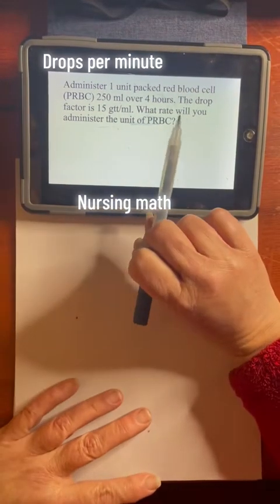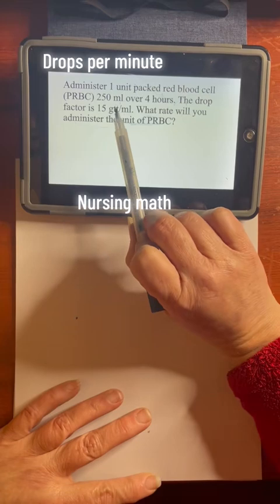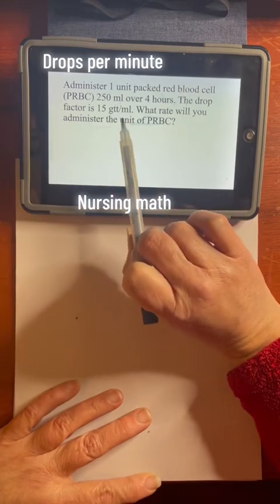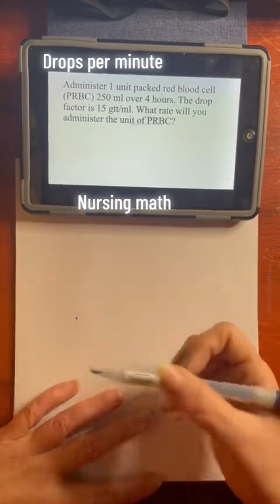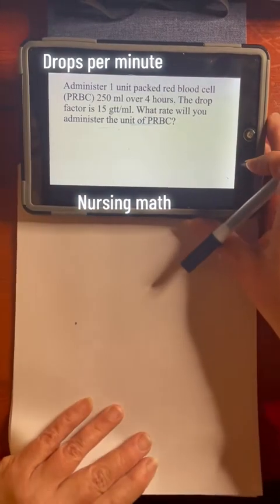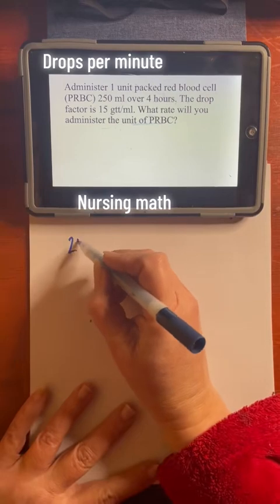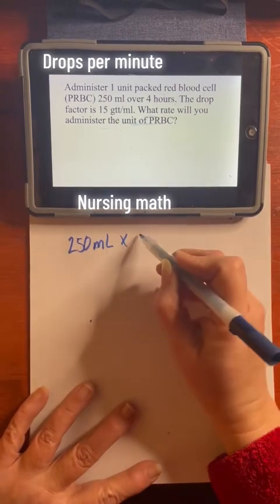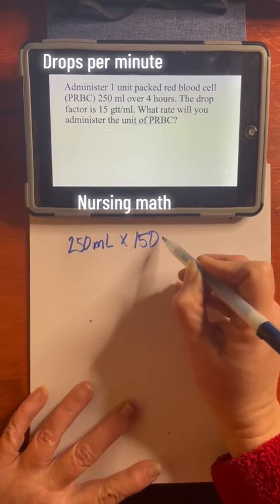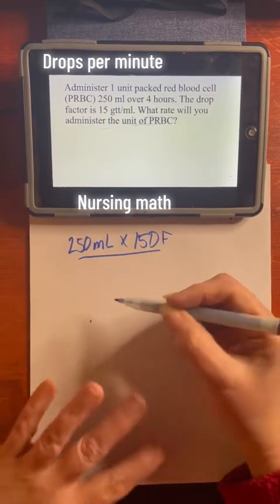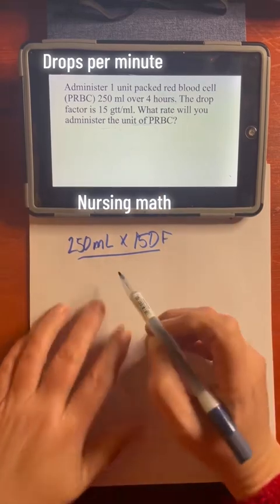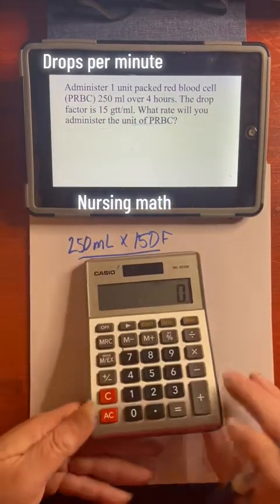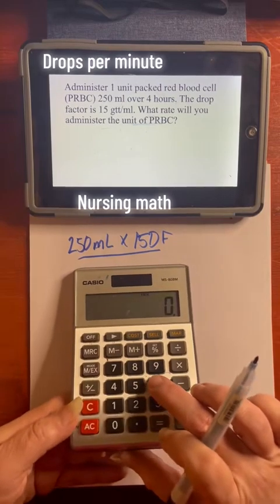Administer 1 unit of packed red blood cells, which is 250 milliliters over 4 hours. The drop factor is 15 drops per milliliter. What rate will you administer it? So our total volume is 250 milliliters times the drop factor, which is 15. I hope you hear me in your head on that test. Times the time, 4 hours, but it's got to be in minutes. So we're not trusting our brain. We're going to do the calculator.